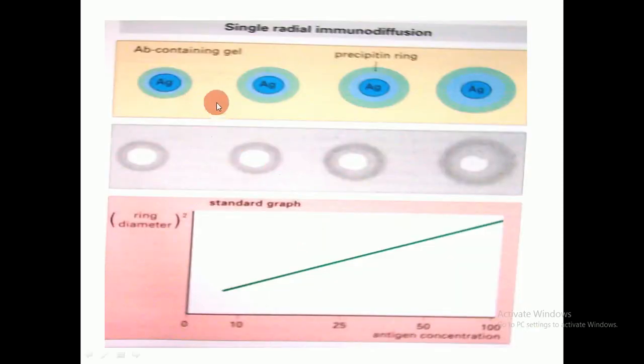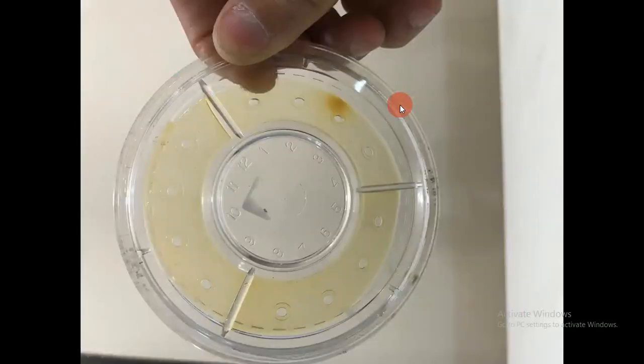And here we have the agarose and the antibody in the agarose and the antigen in the wells. Then we measure the diameter of this ring of precipitation and compare it with the curve, and we get the concentration. The longer the diameter, the higher the concentration.